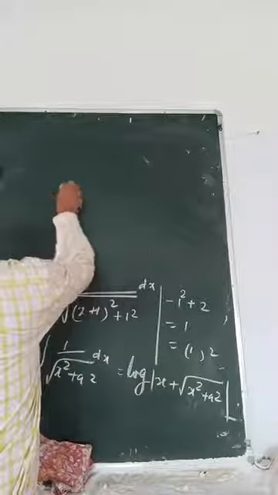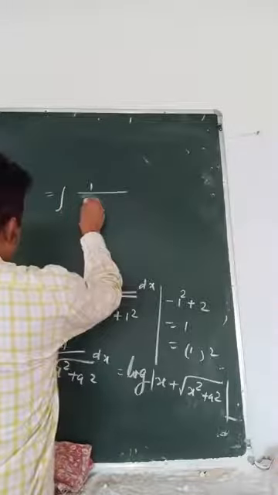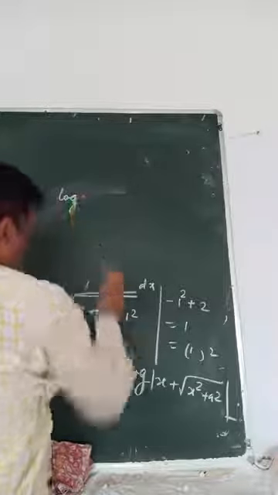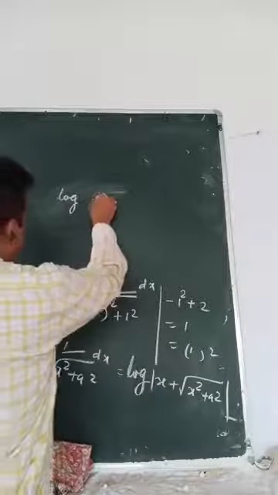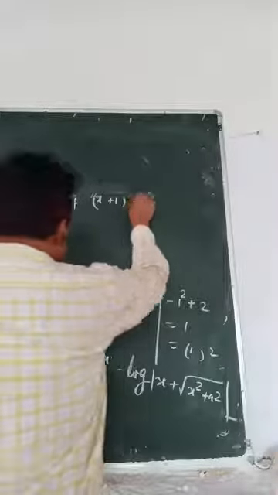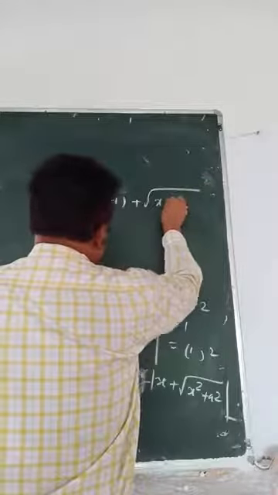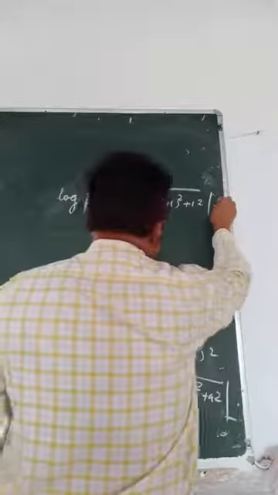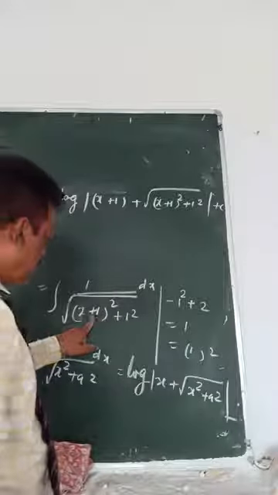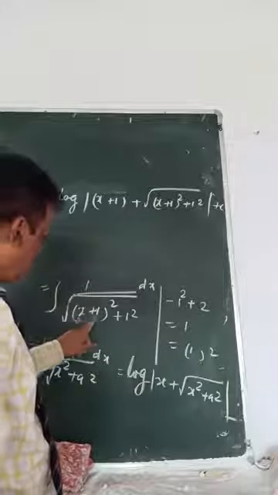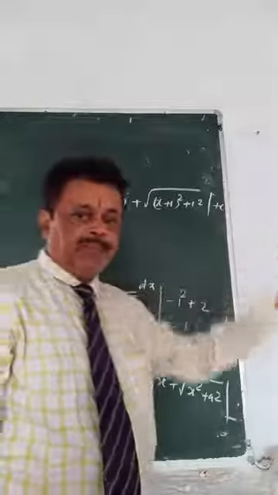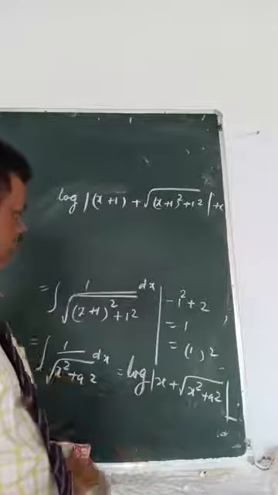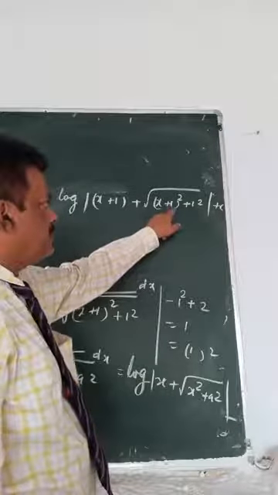So the answer is log of x plus 1, plus root over x plus 1 whole square plus 1 square. Okay, but don't forget to find the derivative of this part and divide. Here the derivative is 1, so we are not dividing. But if you find any other number, then you take the derivative, then you have to divide. Okay, this is the beginning of the question.